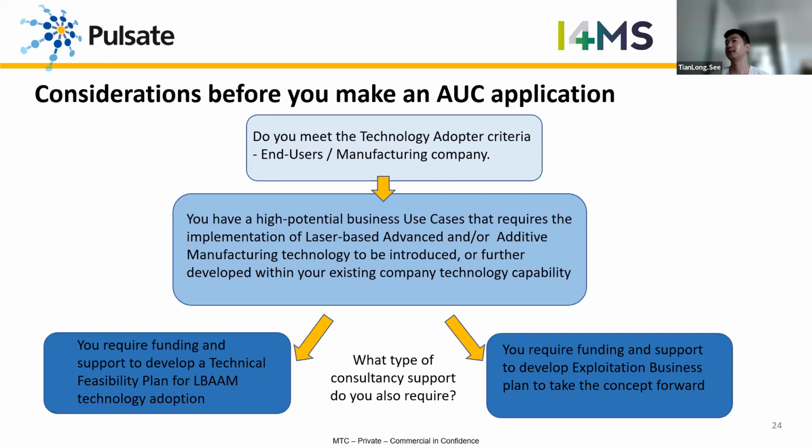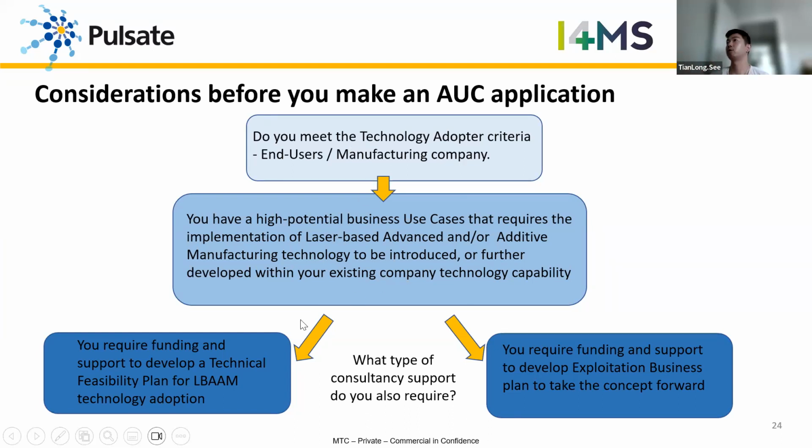Then finally, you will need to have a think and decide what sort of consultancy support you will need throughout the 3 months. It can be purely technical, or purely business, or a mixture of both. So in the application process, you will be given the option to let us know what proportion of that it will be.